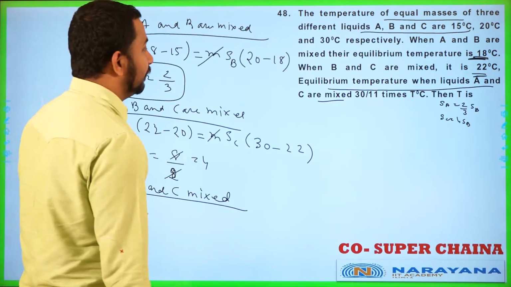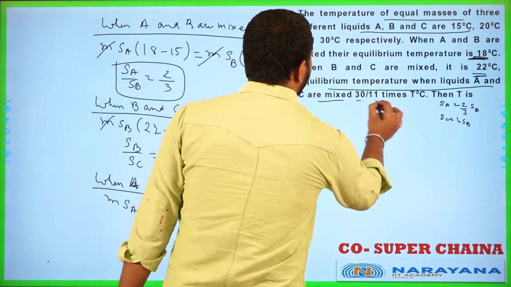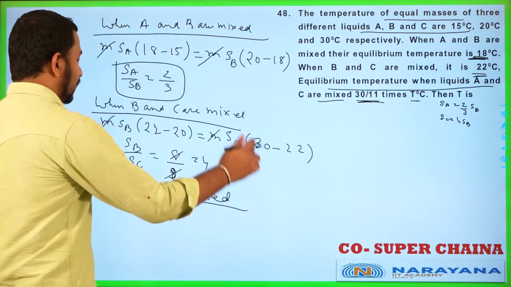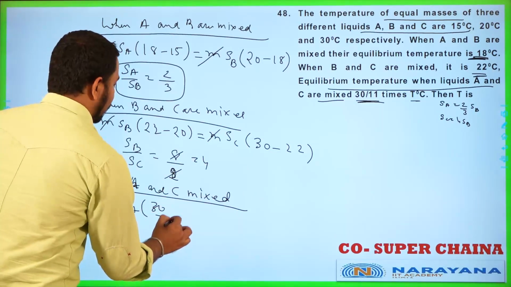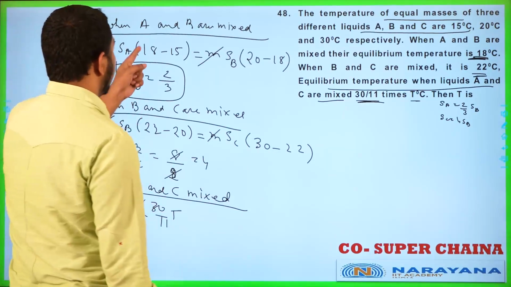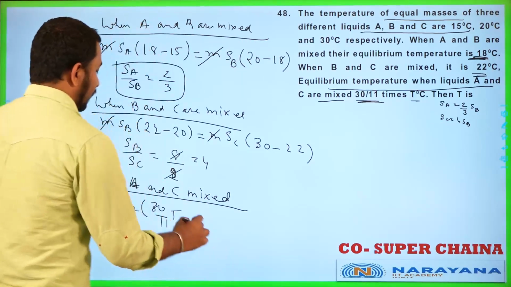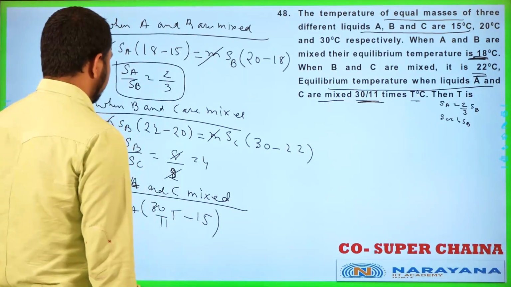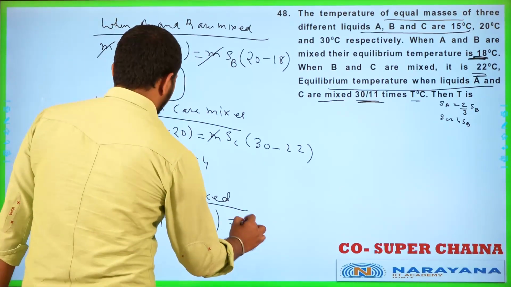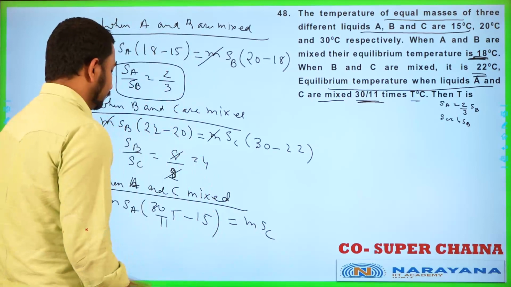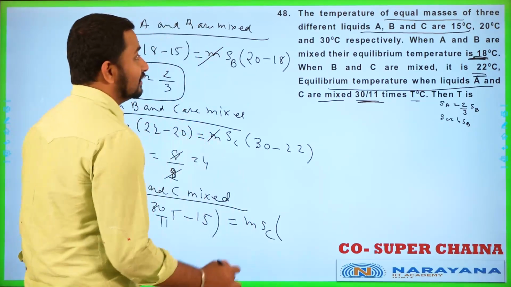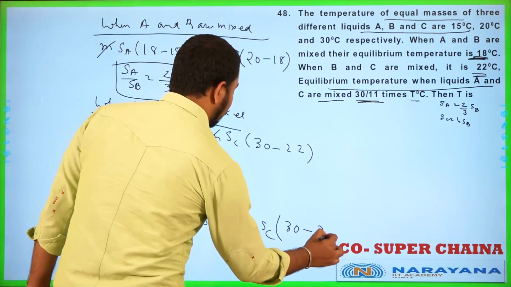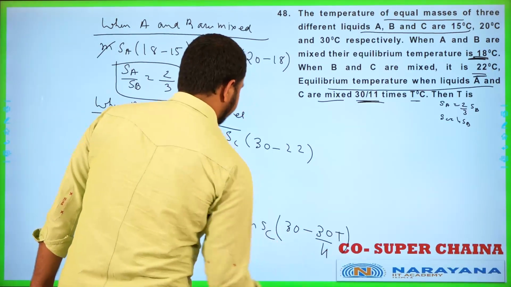MSA, the equilibrium temperature is given as 30 by 11 T. So this is the equilibrium temperature. So 30 by 11 T, equilibrium temperature, minus A temperature, we are doing. A temperature is 15, is equal to MSC times 30 minus this equilibrium temperature, 30 by 11 T.